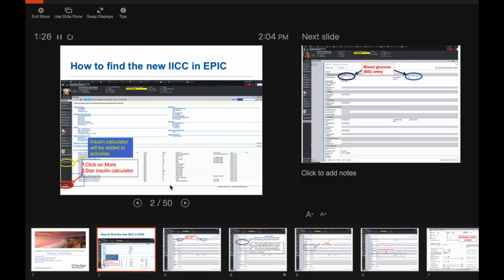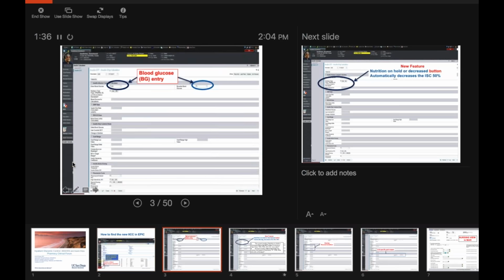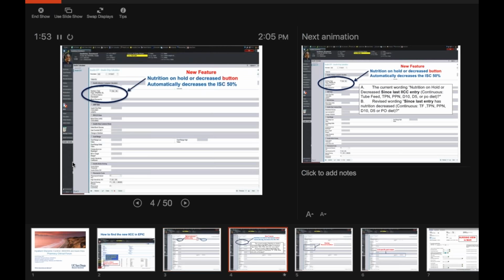Step one is you click over here on more, and then you star the insulin calculator, and then it'll be saved right here for you. Okay? The pharmacy view is in a flow sheet. It looks like this. It has the same steps as the nurse. I'll show you their view in a second. But it requires the same blood glucose double entry as our last calculator.